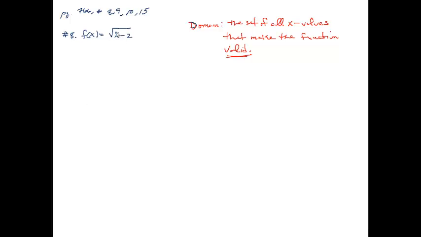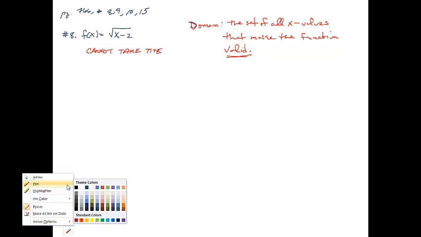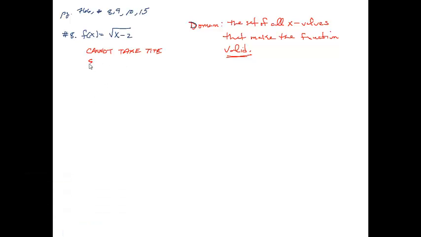So when I think about square roots, the one thing you gotta remember about square roots is you cannot take the square root of a negative. I totally got that backwards, I'm sorry. So you cannot take the square root of a negative. So you want to avoid all kinds of negatives altogether.